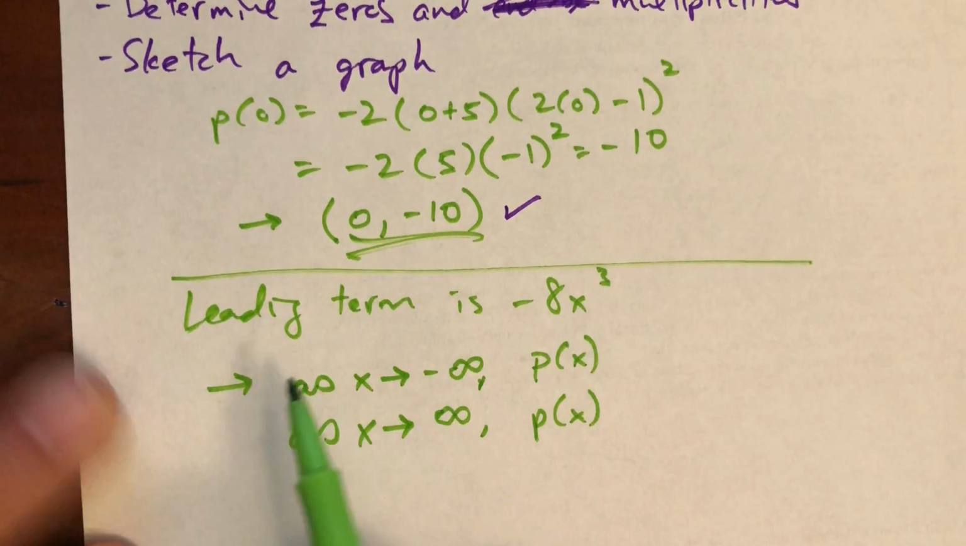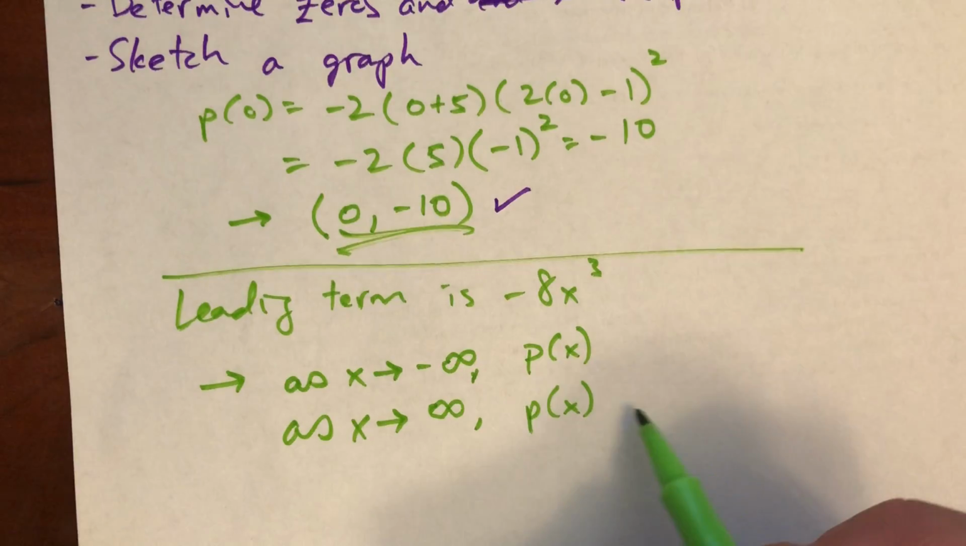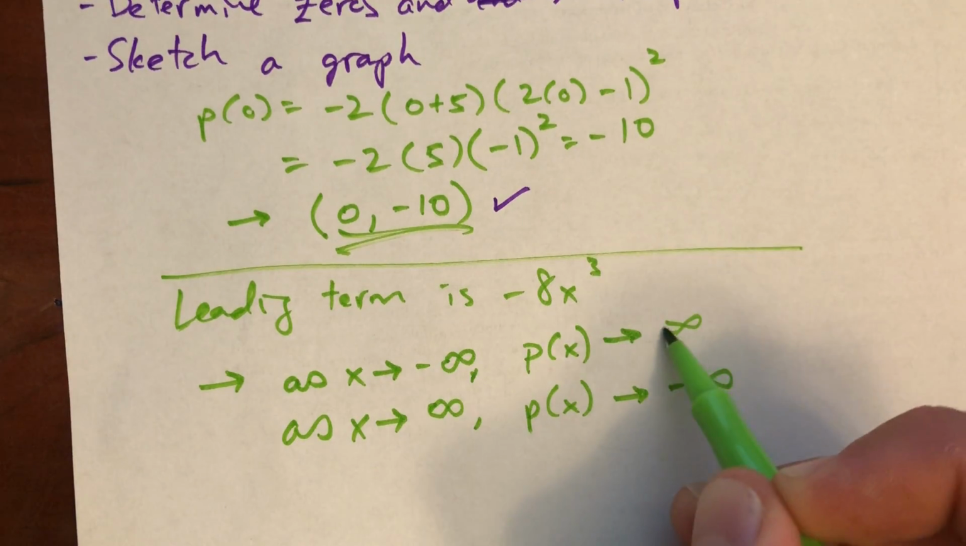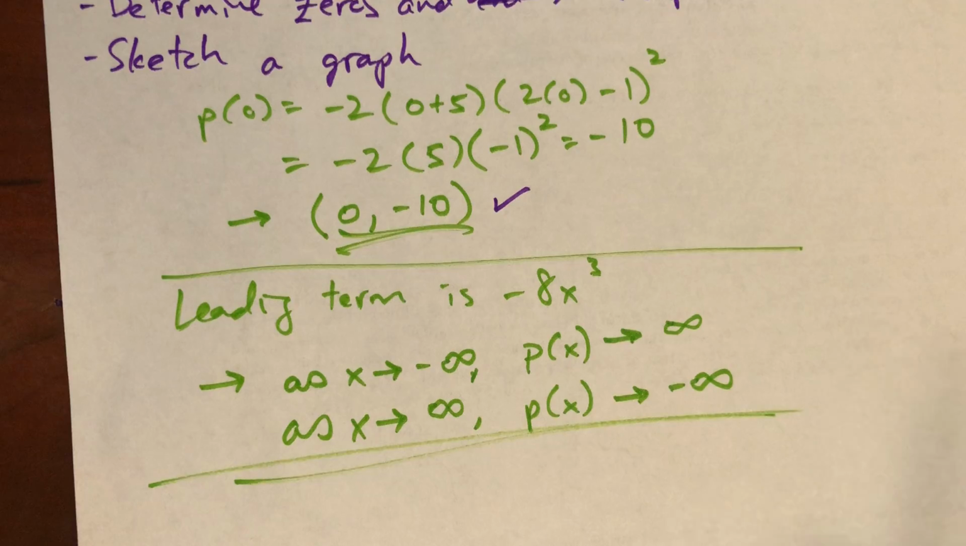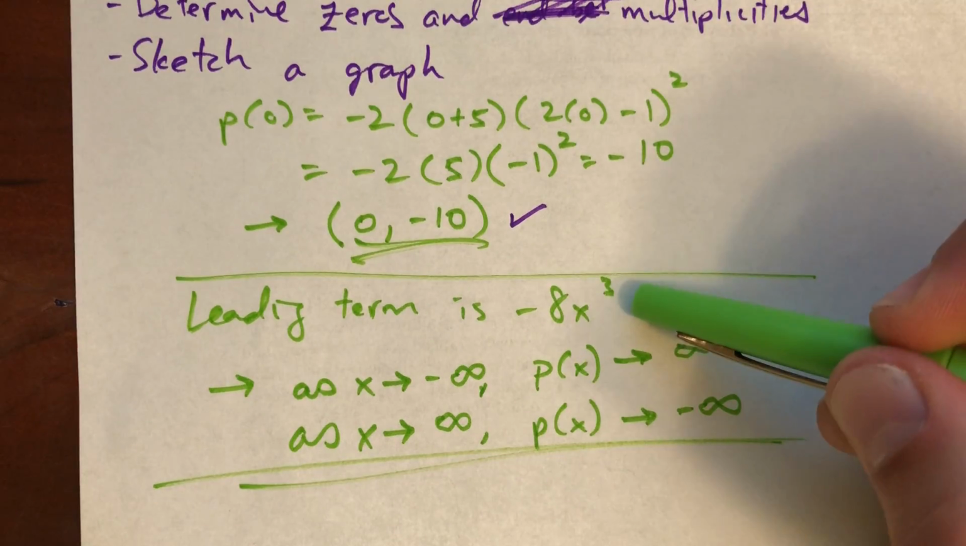Okay, so the leading term is negative, so that means it's going to go down on the right, and that means it's going to go up on the left. All right, so there is our end behavior, and that again comes directly from what the leading term is.